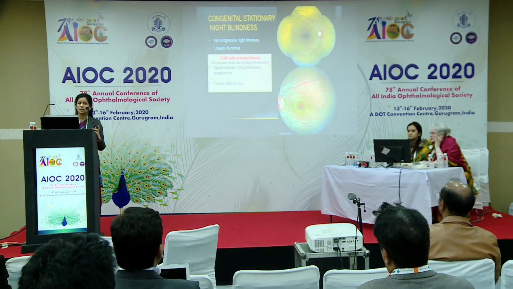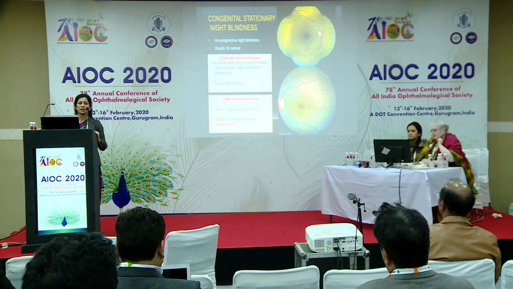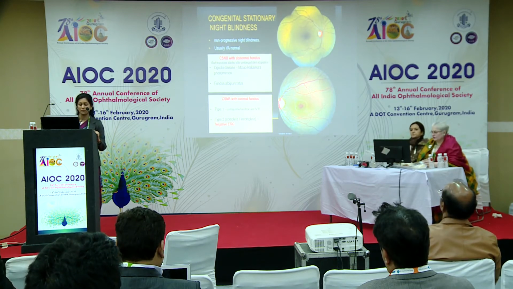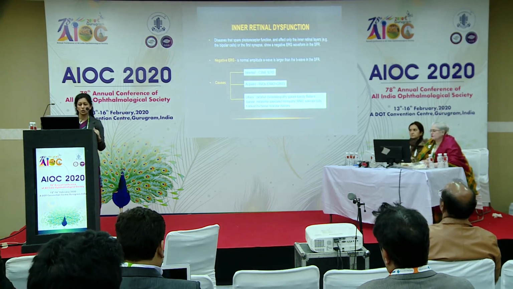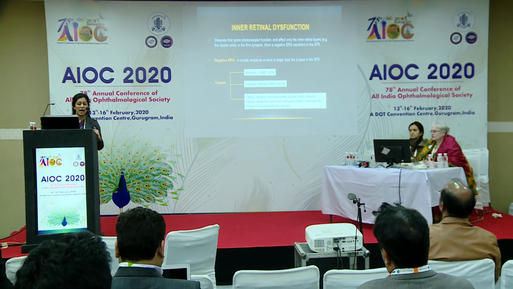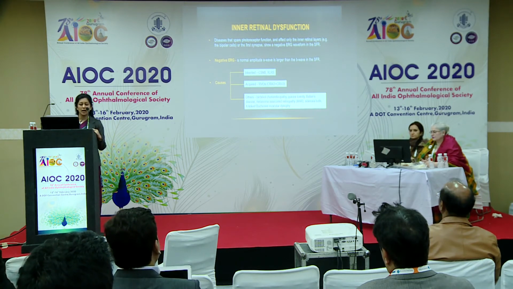So CSNB is important to identify because it is non-progressive, the visual acuity is normal, and we can reassure our patients. Of course, if the fundus is abnormal, the diagnosis is straightforward, but ERG can help us to distinguish type 1 and type 2 when the fundus is normal. So negative ERG is seen in a host of conditions which are actually those of inner retinal dysfunction. As we saw a case of XLRS, which Dr. Sandeep had showed, CSNB, and then acquired.